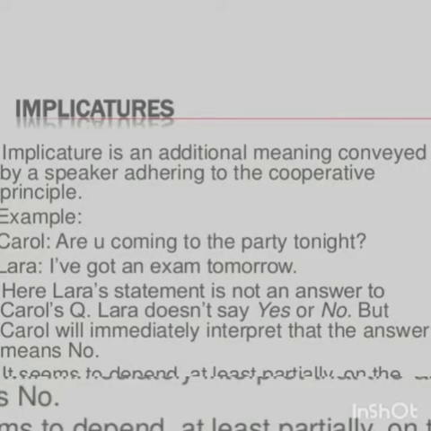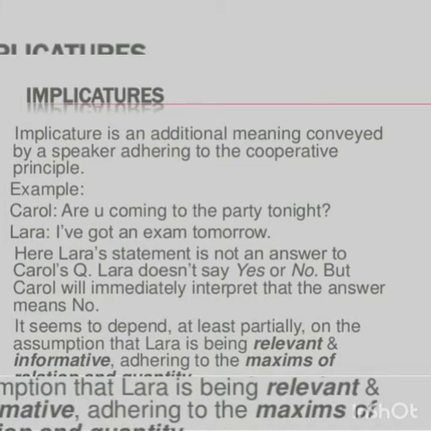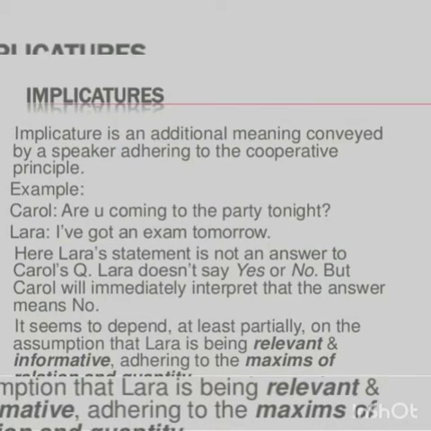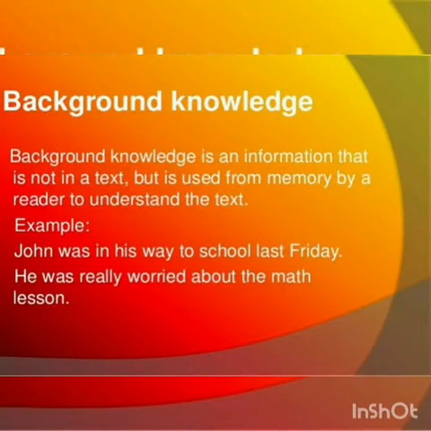Implicature is an additional meaning conveyed by a speaker adhering to the cooperative principle. Example, Carol: are you coming to the party tonight? Lara: I have got an exam tomorrow. Here, Lara's statement is not an answer to Carol's question. Lara doesn't say yes or no, but Carol will immediately interpret that the answer means no.